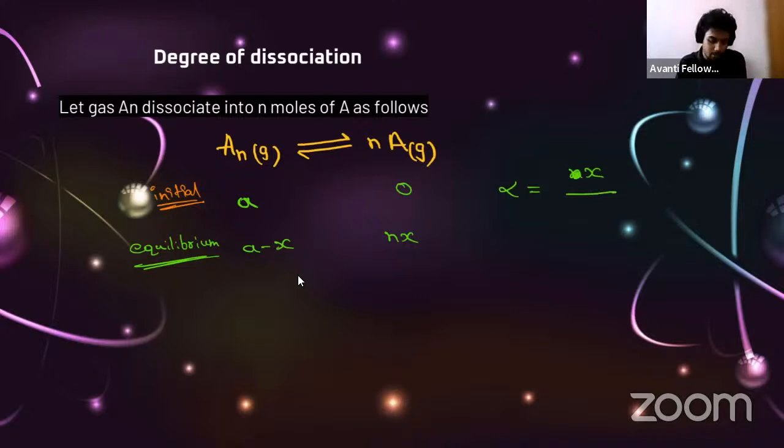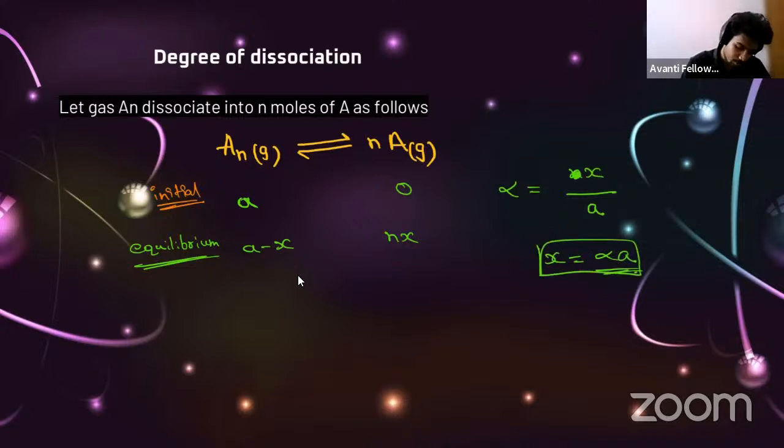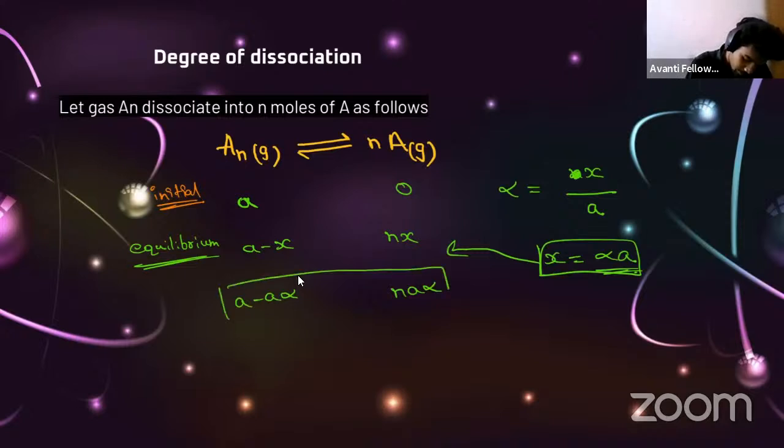Let's say for initial, we are taking X by initial value of the reactant is A. That is nothing but X by A. Now, if you want to know X, X is equal to alpha A. Substitute this in the equation where you can write it as A minus A alpha plus Na alpha. Simple. X I am substituting as A alpha. Simple. Okay.